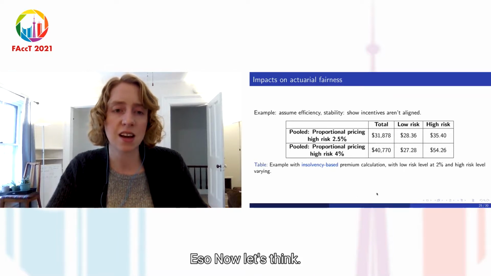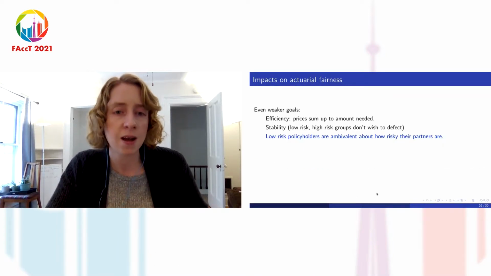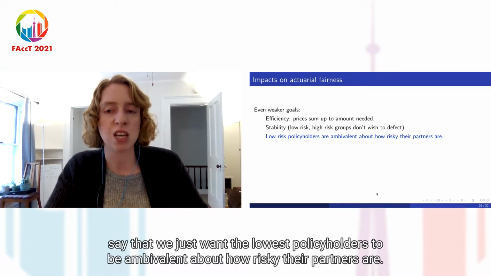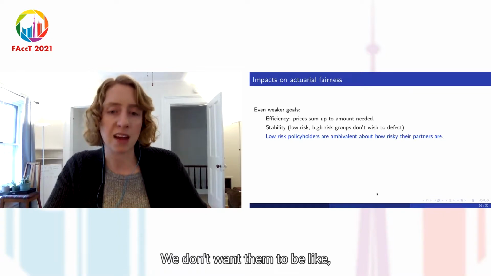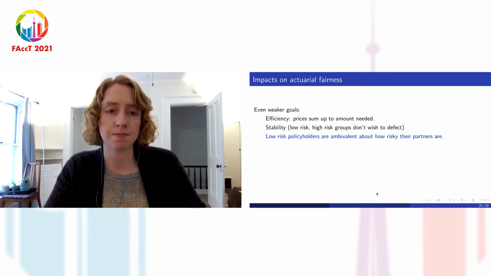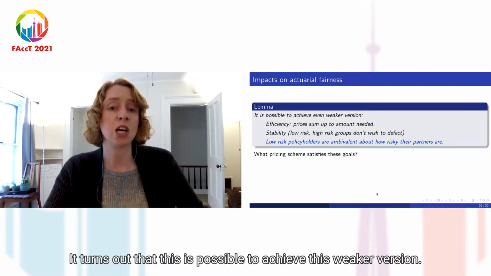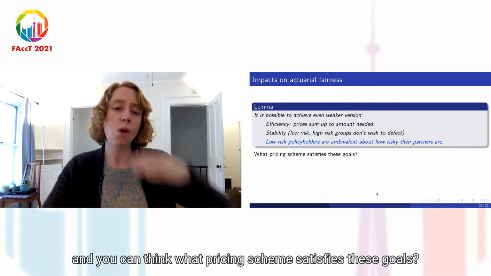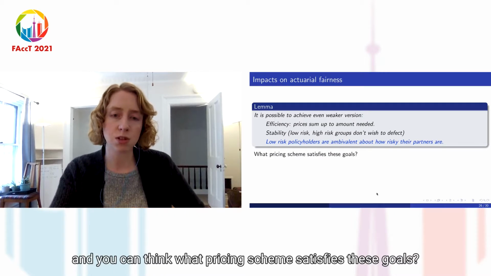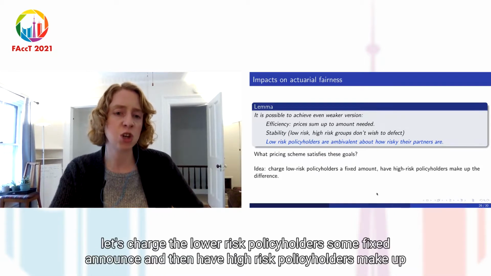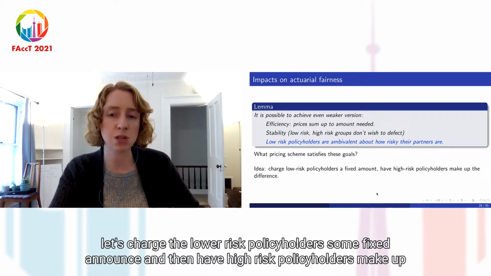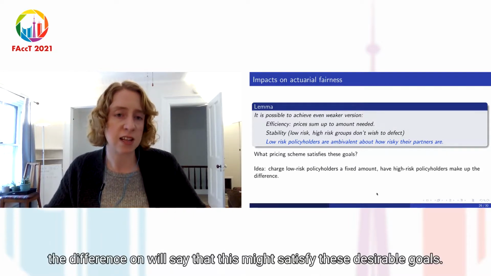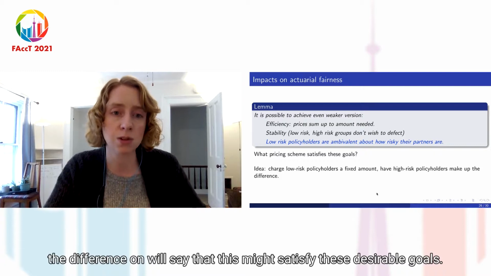So now let's think, can we have even weaker goals? Say that we just want the low-risk policyholders to be ambivalent about how risky their partners are. We don't want them to have a pro-social incentive, they just don't care. It turns out that it is possible to achieve this weaker version. And you can think, what pricing scheme satisfies these goals? You might think about, say, let's charge the low-risk policyholders some fixed amount, and then have high-risk policyholders make up the difference. And we'll say that this might satisfy these desirable goals.